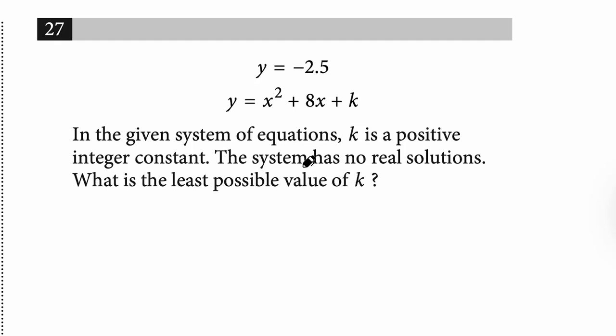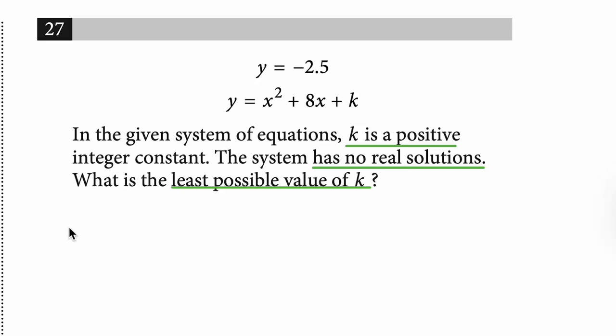Whenever we have a word problem, we mark the key points. So the first key point is that k is a positive integer constant, so we will answer accordingly. We have to find the least possible value of k when the system has no real solution. Let's solve this question first and then we will understand why we are solving the question this way.